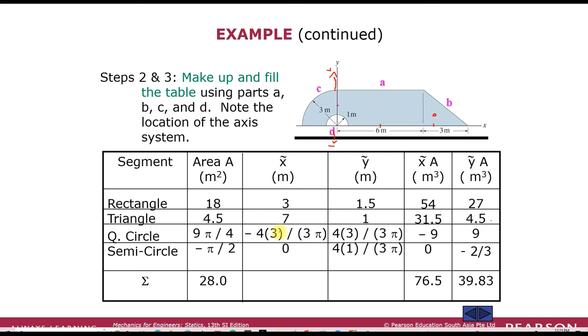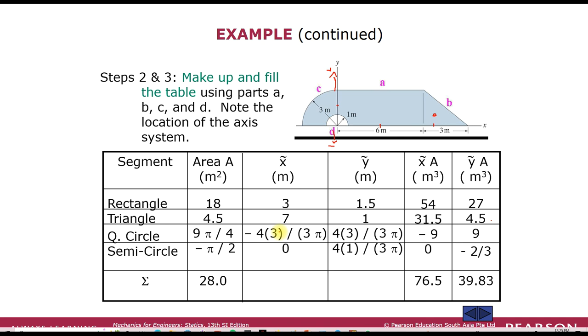So since the center of its semicircle coincides with the origin of the axis, we know that x is 0 here, so we just put in 0. And for y, it's again 4r over 3 pi. So r is 1, then we get 4 times 1 over 3 pi. When we multiply x with a here, 0 times negative pi over 2, we get 0. And for y times a, 4 over 3 pi times minus pi over 2, we get minus 2 over 3. So we just summarize the whole area.